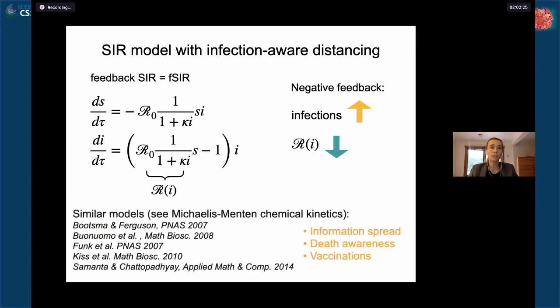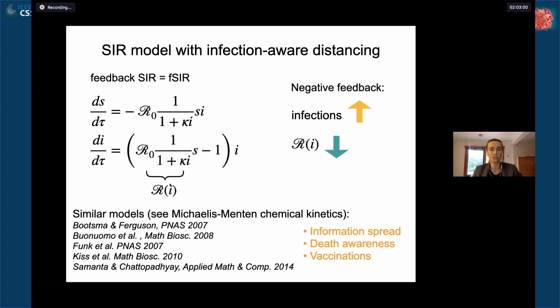And I should mention that similar models have been proposed and considered before. This is very similar to the well-known Michaelis-Menten approximation in chemical kinetics, this type of term. For example, the famous paper by Bootsma and Ferguson in PNAS 2007, where they looked at influenza epidemic in the US. They did include a term like this when they were fitting their model, but they were actually doing feedback on the death awareness. And it was more meant to model the government interventions.